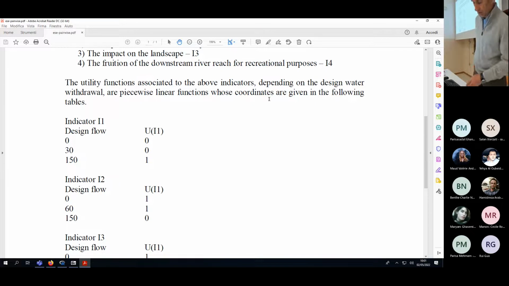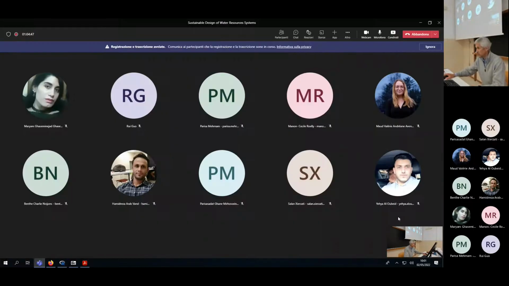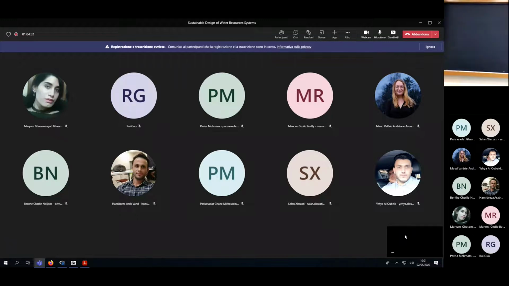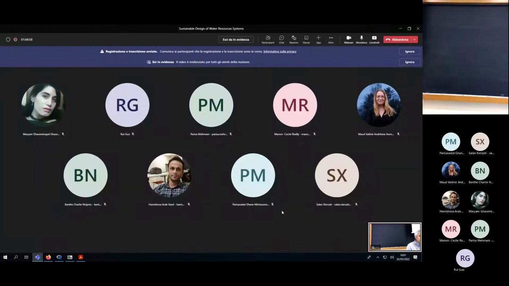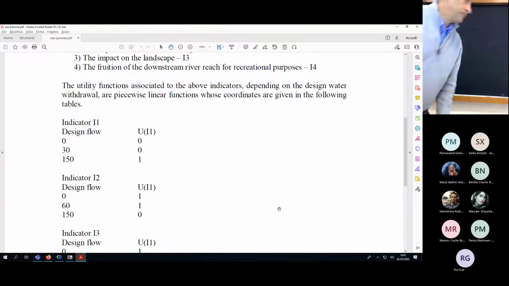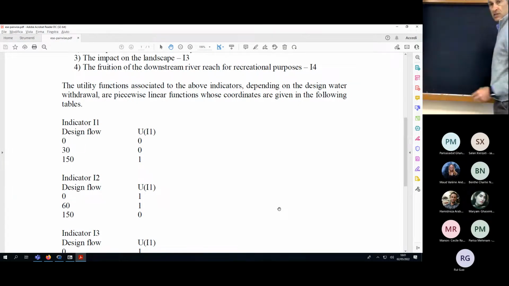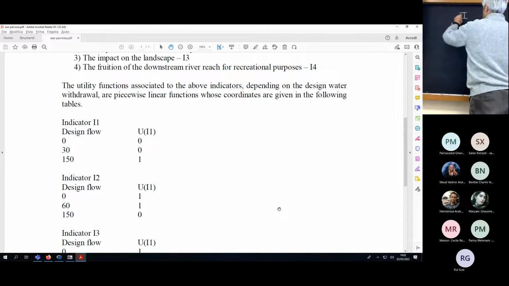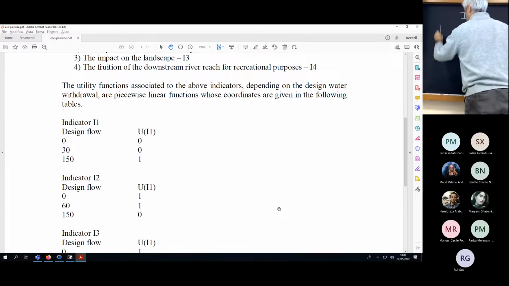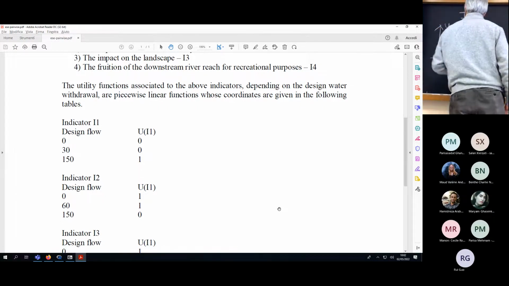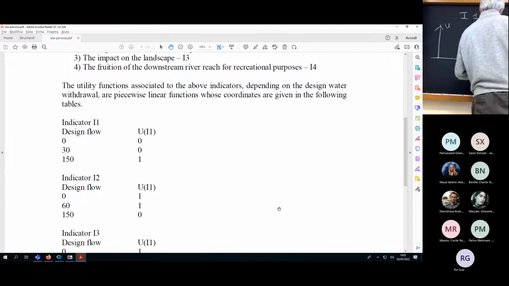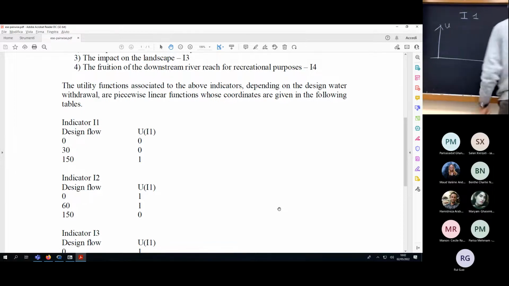Now let me draw on the blackboard the resulting utility function that is given here. One second, I need to change the camera. So this is indicator I1. Let's write the corresponding utility function, U, depending on the design flow, QP we called it.